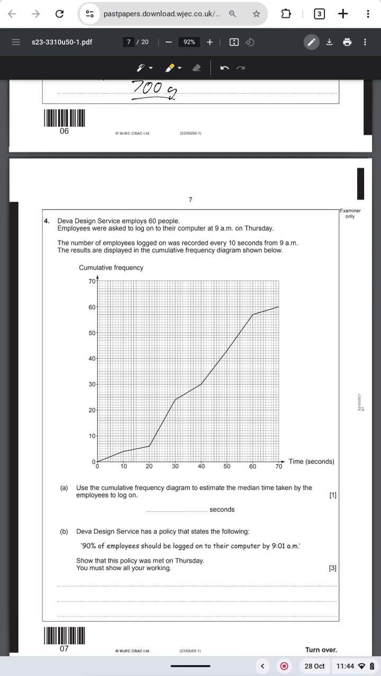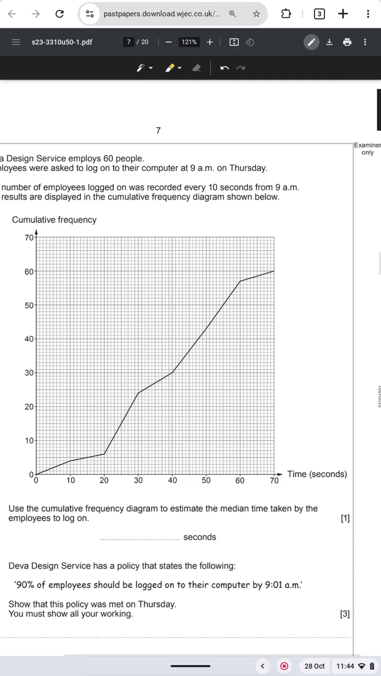So the median is the middle person. There's 60 persons, so we're looking for the 30th person. So we're going to come across to this point and then we're going to come down to here. So it's actually 40 seconds.